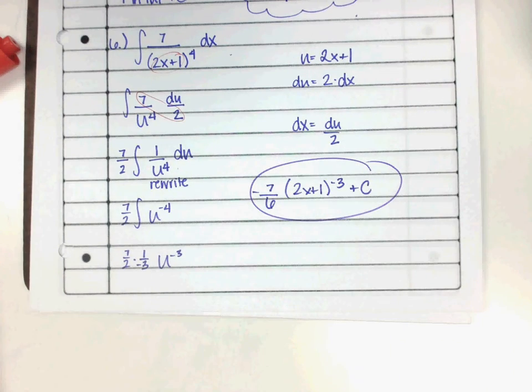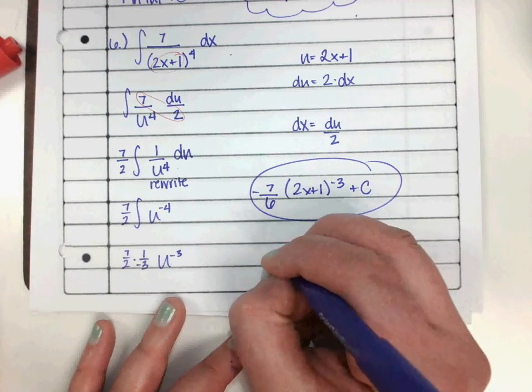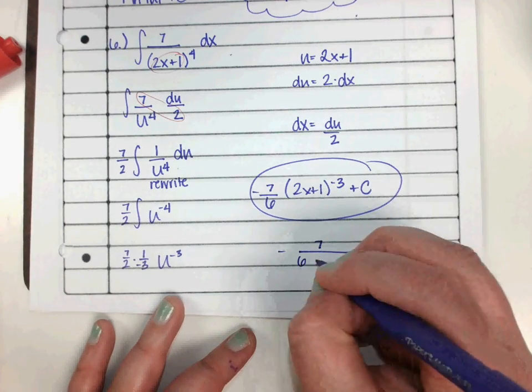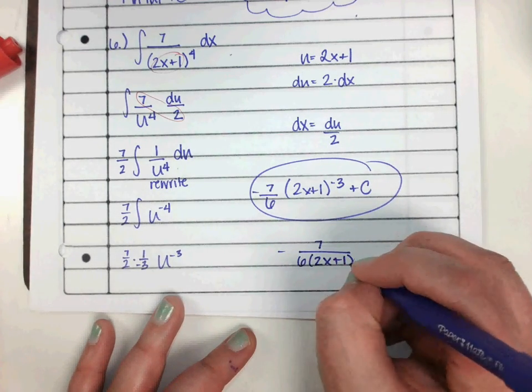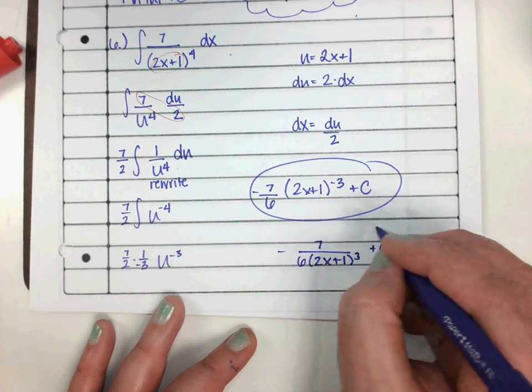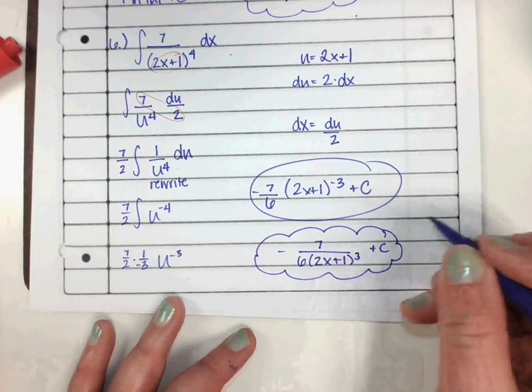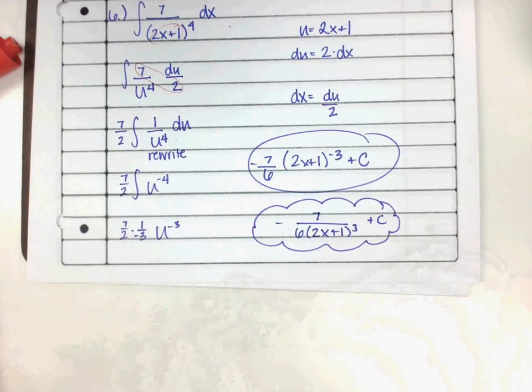Now, nobody would leave it like that on the AP test. Where would they put this term if its exponent is negative? On the bottom. So that'd be negative 7 over 6 times 2x plus 1 cubed plus c. This is totally good enough for the FRQ, but if it was multiple choice, they'd do that to it. Alright, we will do more of these notes tomorrow.